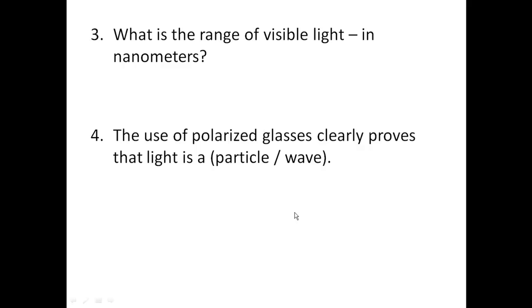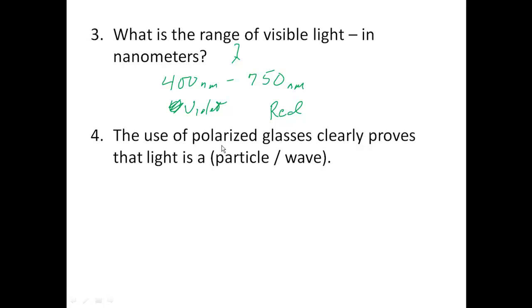Okay. All right, what's the range of visible light in nanometers? It's about 400 nanometers up through 750 nanometers. Okay, and because these are wavelengths, the wavelengths here are shorter. So these are your violet light, and up here these are your red light.